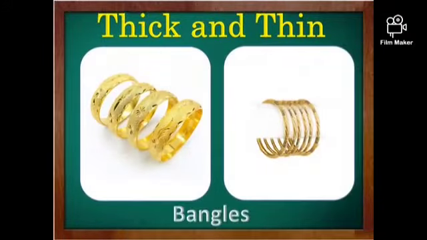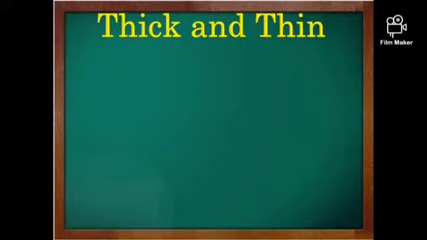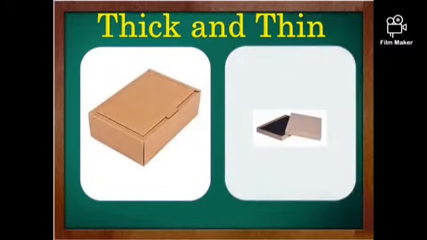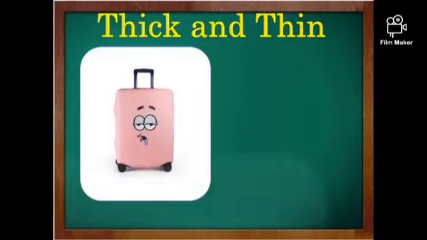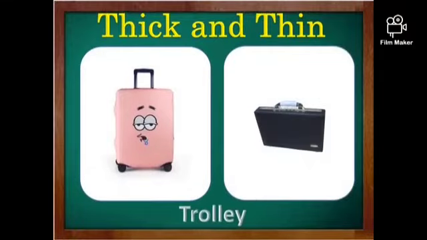Left side bangles are thick and right side bangles are thin. Boxes. Left side box is thick and right side box is thin. Trolleys, suitcases. Left side suitcase is thick and right side suitcase is thin.